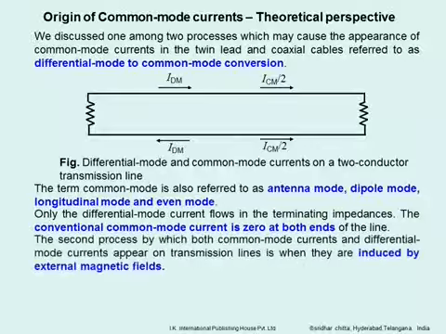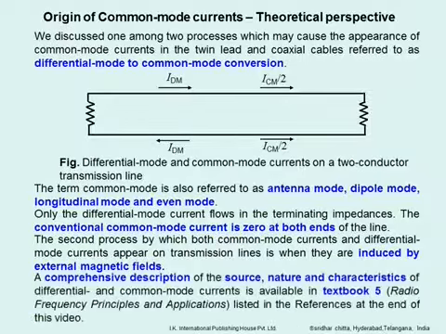The second process by which both common mode currents and differential mode currents appear on transmission lines is when they are induced by external magnetic fields. A comprehensive description of the source, nature, and characteristics of differential and common mode currents is available in textbook 5 listed in the references at the end of this video.